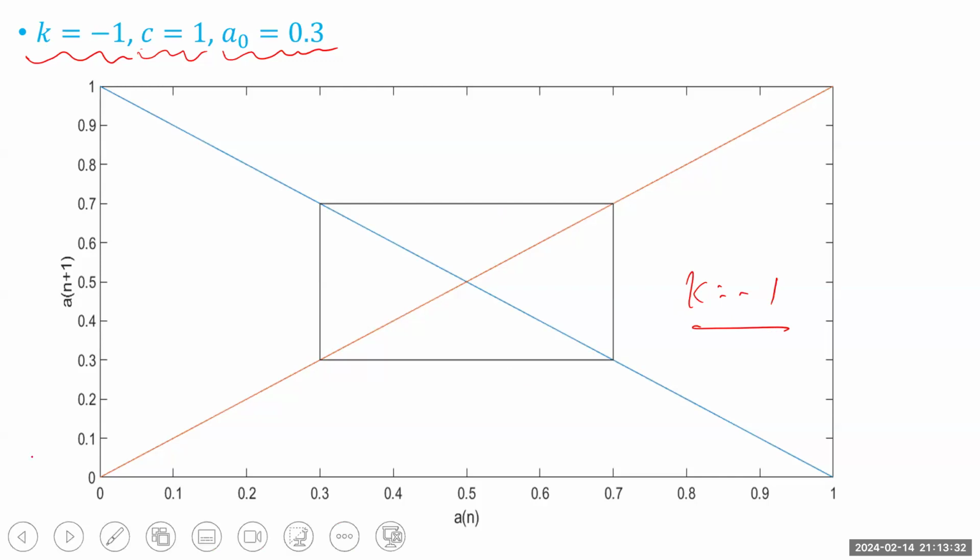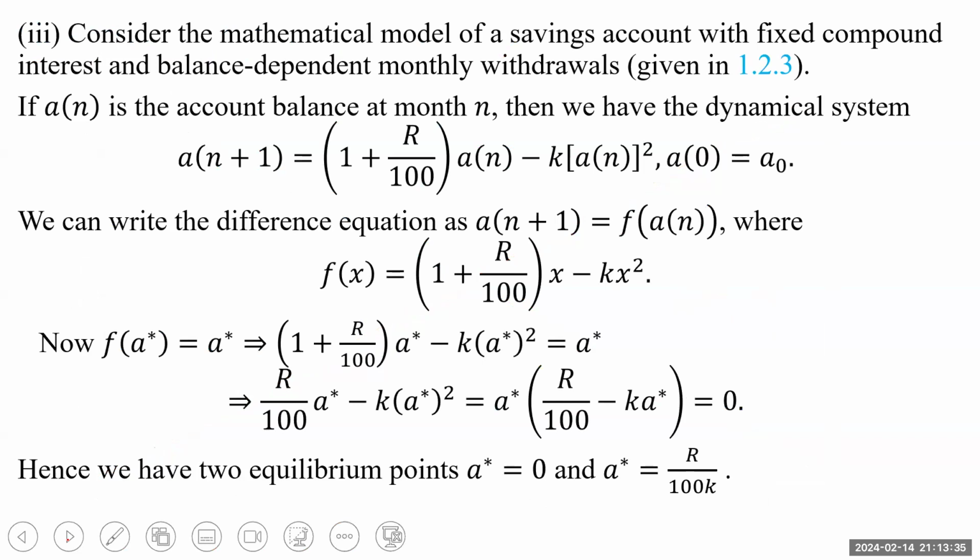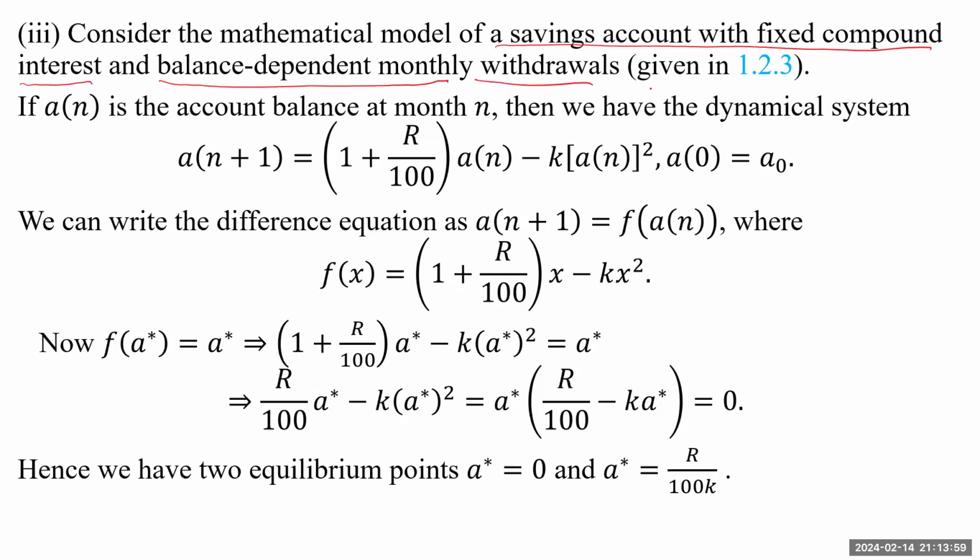So this we already discussed, and I think for this problem we had difficulty to continue due to the electrical glitches, right? Now we'll see. This problem we already discussed, that is a saving account with fixed compound interest and balance dependent monthly withdrawals. I think this is a problem in chapter 1.2.3. So if E(n) is the account balance at the month end, then we have the following dynamical system. E(n+1) equals (1 plus r over 100) times E(n) minus k times E(n) whole square.